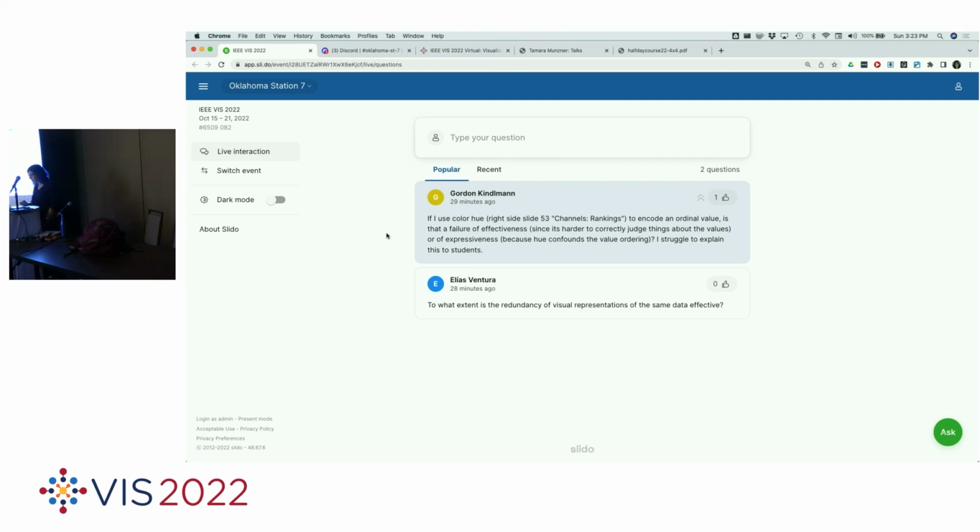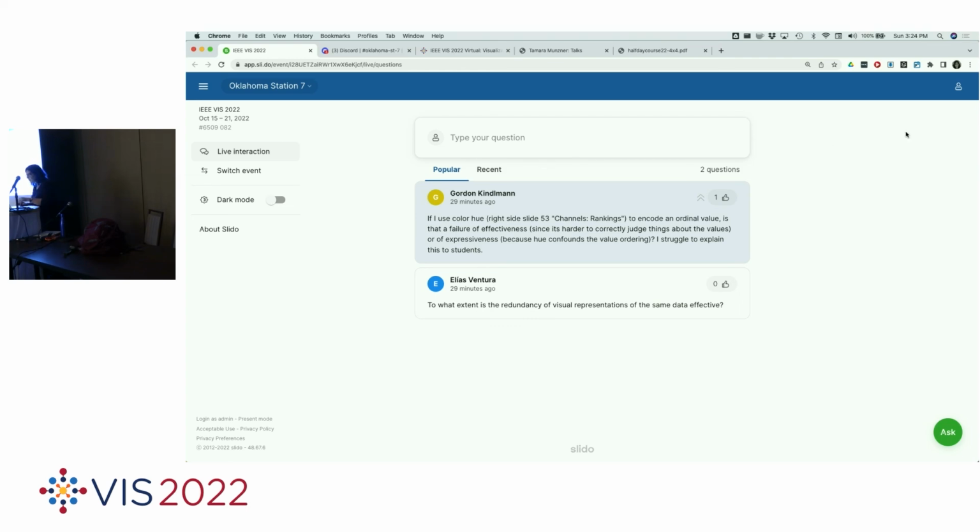So Gordon says, if I use color hue to encode an ordinal value, is that a failure of effectiveness, since it's harder to correctly judge things about the values, or of expressiveness, because hue confounds the visual ordering? I struggle to explain this to students.